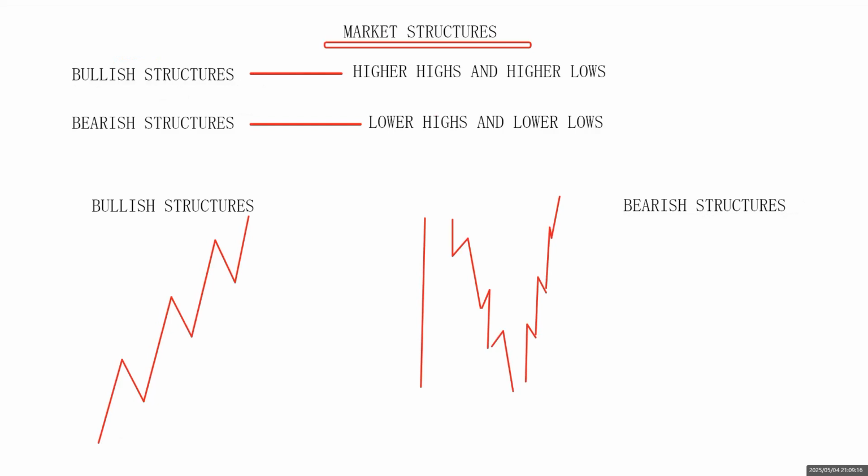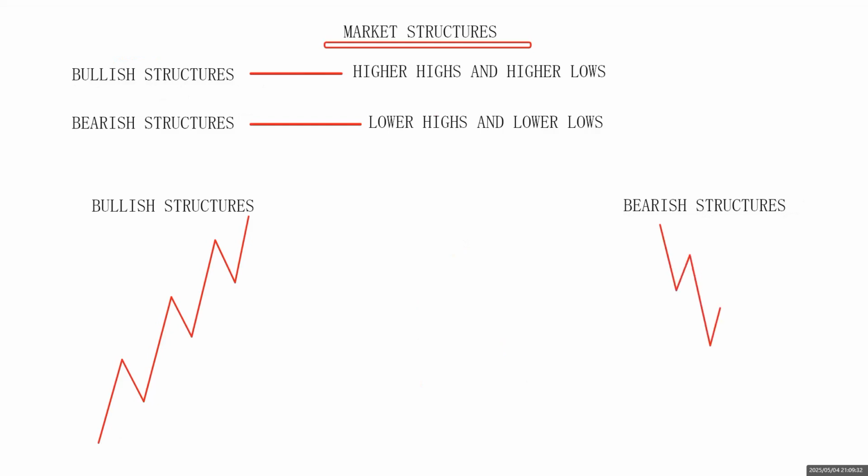After every push phase, there must be an exhaustion phase. The exhaustion phase is the rest phase. So after every push, there must be an exhaustion. The exhaustion is the rest phase. So on the left side, like we said, these are the bullish structures, and on the right side, these are the bearish structures.